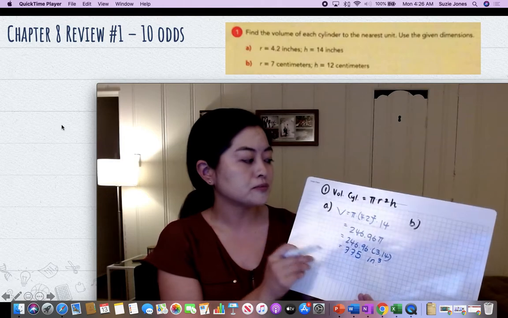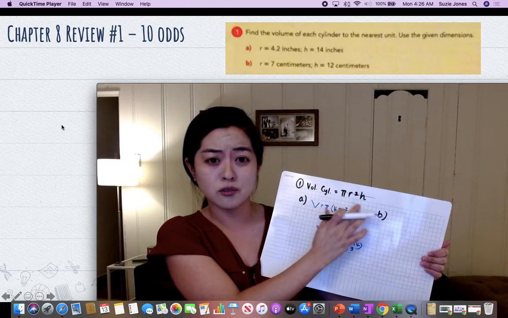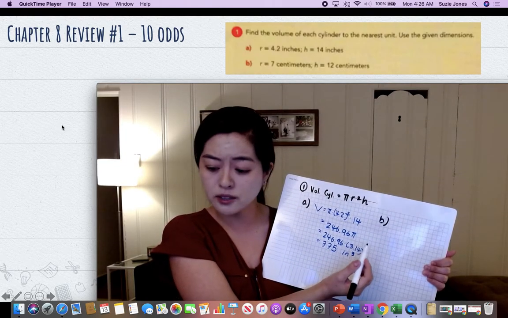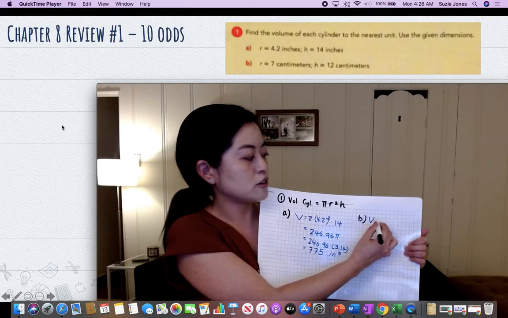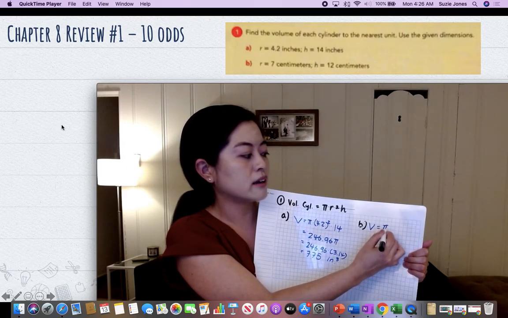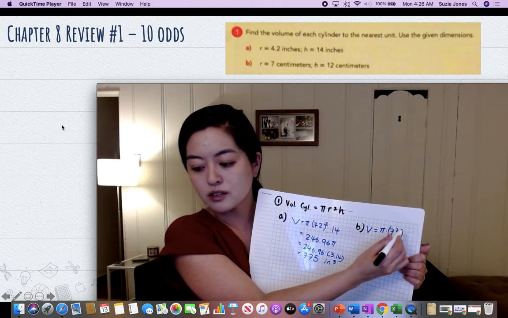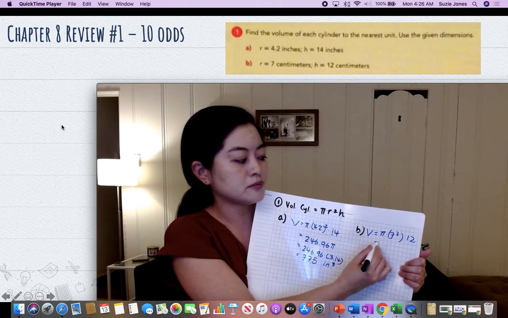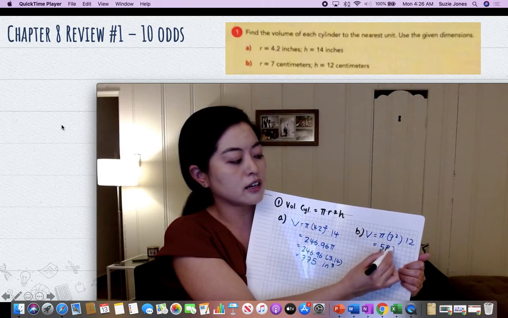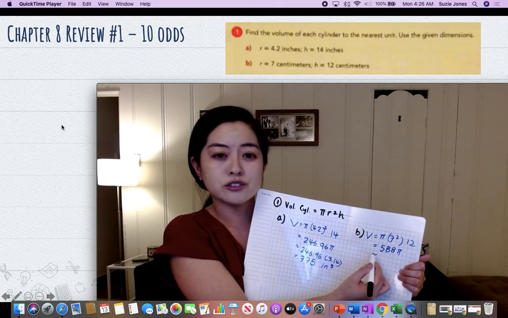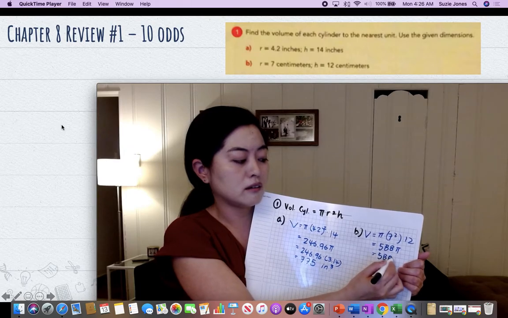Okay. And so let's look here. Okay, I'm going to use the same formula at the top for the volume of a cylinder. Okay, so here, let's see if I can just put it here. Can you still see? Okay, so volume is equal to pi times, and here R is 7 squared times, and then the height is 12. Okay, and then if you input this in your calculator, you'll get 588 pi, and we're going to use 3.14 as an approximation for pi.